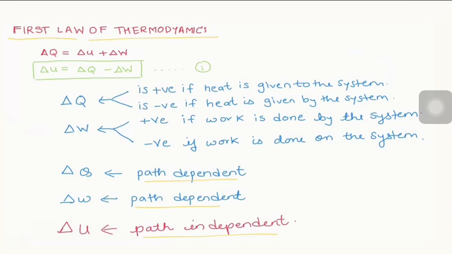Both delta Q and delta W are path dependent, but delta U is path independent. It says that delta U depends upon the initial and final state and not on the process followed. This equation, delta U is equal to delta Q minus delta W, is path independent. If the equation was delta Q minus 2 delta W, then it would be path dependent. We have to consider only delta Q minus delta W. This equation only gives you internal energy, which is a state variable.